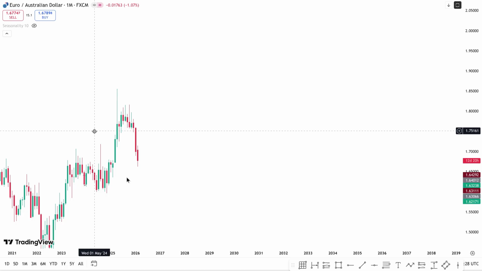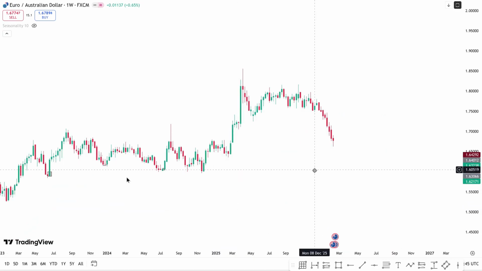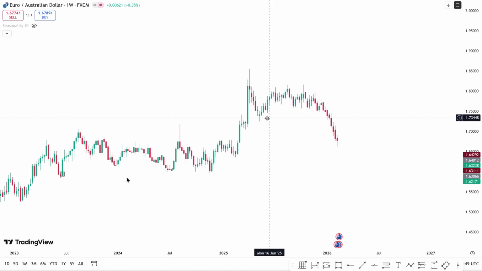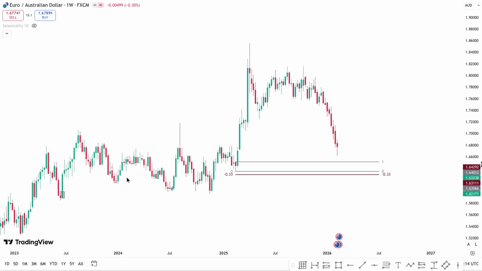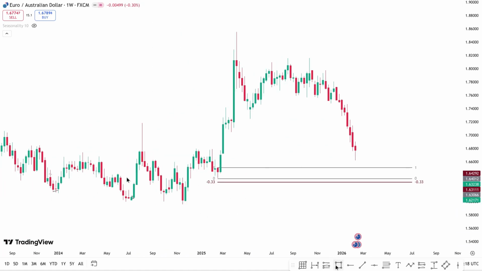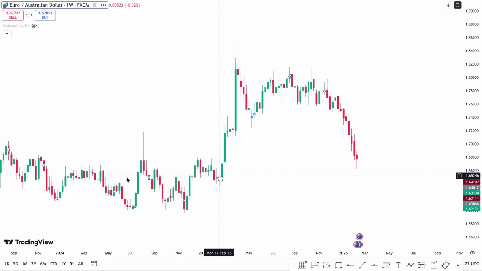So we're looking at the weekly time frame. So there is a zone here. After refining, we have a clear demand zone right about here.